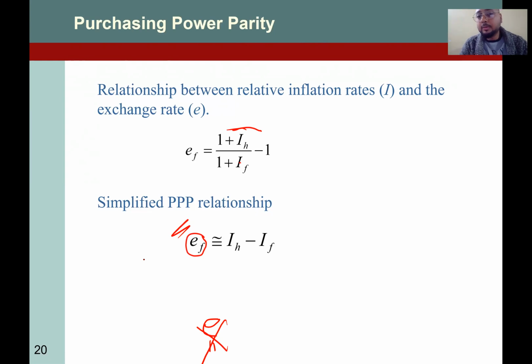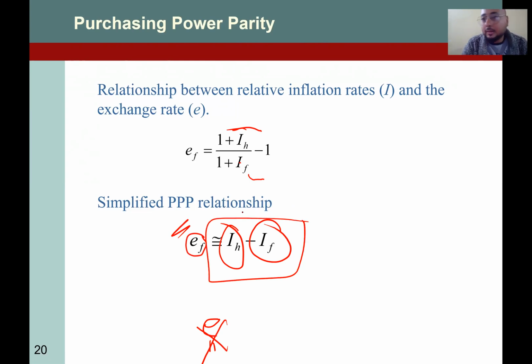So the formula for purchasing power parity adjustment is 1 plus inflation in the home country divided by 1 plus inflation in the foreign country, minus 1. Or, if you want to see the simplified relationship estimation, the home country's inflation minus the foreign country's inflation, that difference will be either appreciating or depreciating the exchange rate. Which exchange rate? Foreign currency exchange rate.